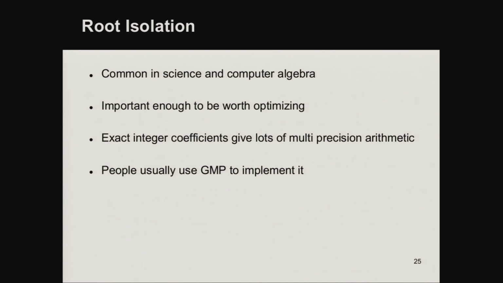The other thing about the polynomials we're isolating on is that their coefficients are exact integers. Because their coefficients are exact integers, we're going to get a ton of these operations that GMP is good at. So what people typically do is they use GMP to implement it.